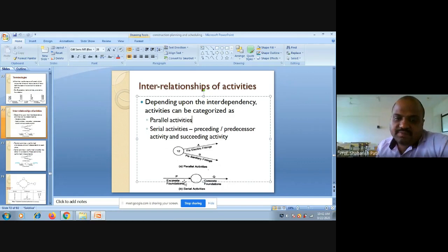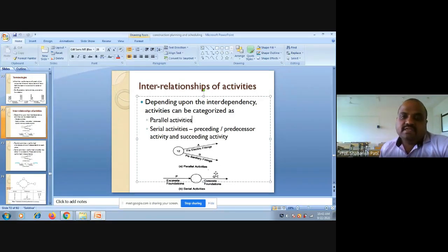Similarly here, activity P and Q. Activity P is excavate the foundations and activity Q is concreting the foundations. Please remember here, my concreting has to be done only after excavation. So these are called serial activities.